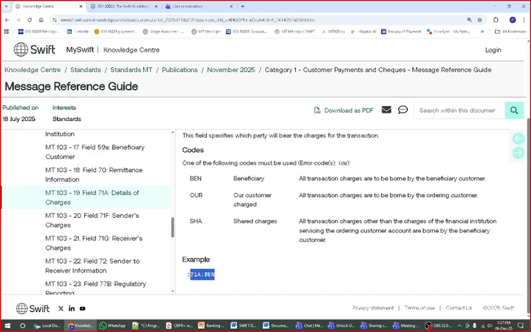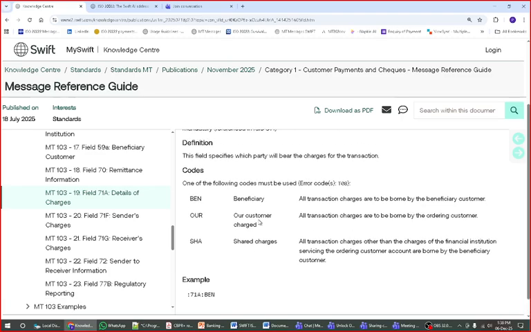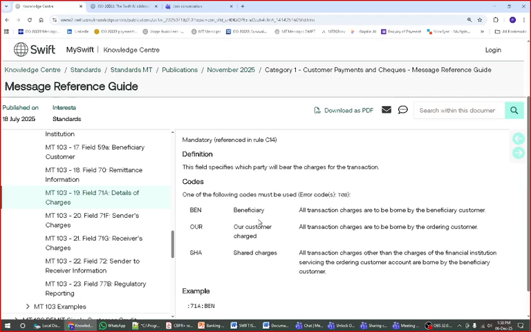Along with this BEN, OUR, and SHA, what is the amount you are sending? For example, if the beneficiary has to bear the charges, then what amount is mentioned? That amount is mentioned in 71G, receiver's charges for the beneficiary. I will come to this one, but I'm just telling you. And if your sender means OUR clause is there, then 71F contains the sender's charges. I will tell you this when we come to it. This is a numerical field, but currently BEN, OUR, and SHA, these are the three charges we are going to put in your payment. Okay, clear here?